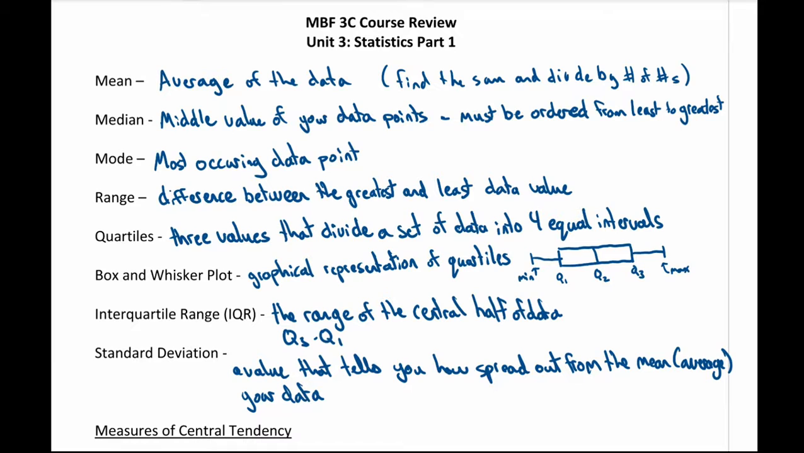So the mean is the average of the data. So basically that's telling us we have to find the sum or add up all of our data points and then divide by the number of numbers, or divide by how many values I have.